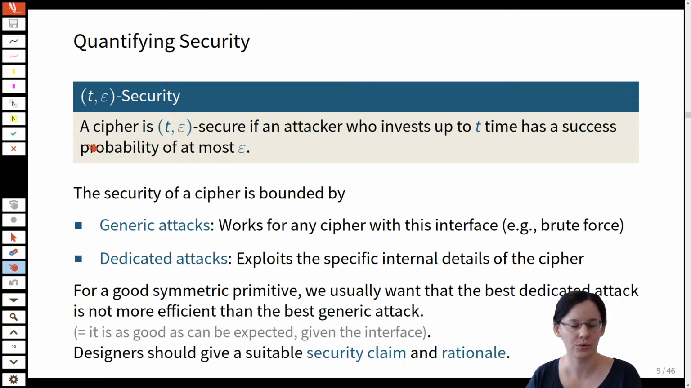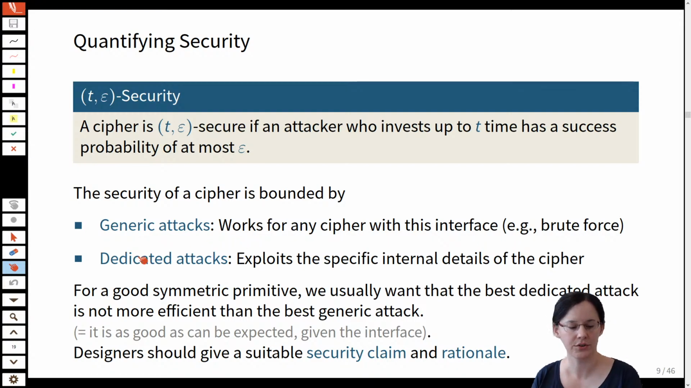And there are now 2 things that define these security curves or that limit them. And the first thing is what we've already discussed a bit, so-called generic attacks. So a generic attack is an attack that works for any cipher with the same interface. So for example, for any block cipher with a 128-bit key, there is a brute force attack, namely guessing the key, which has 2 to the 128 cost and success probability approximately 1.